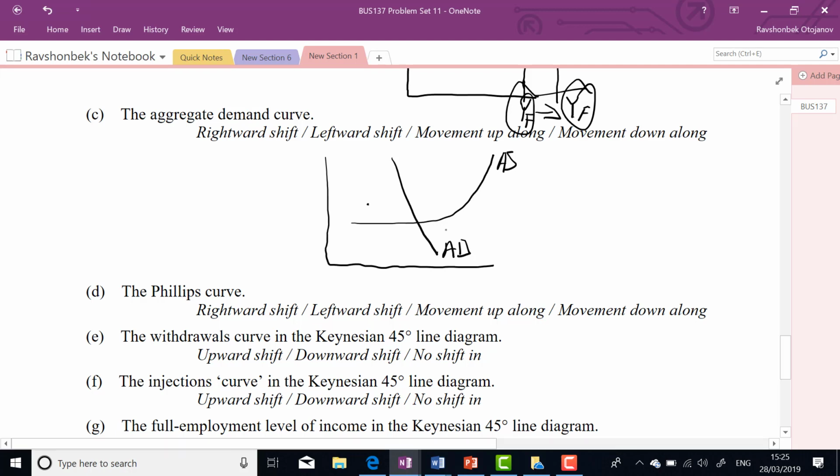Along the curve. Yes, that's true. There will be movement along the curve. That's because it is only a supply side policy, so supply shifts only, remember? So there will be movement along the curve from this point to this point, yeah? Because supply side policies change the aggregate supply. So from there to there means movement along the curve. AD is intact. AD is not changing.